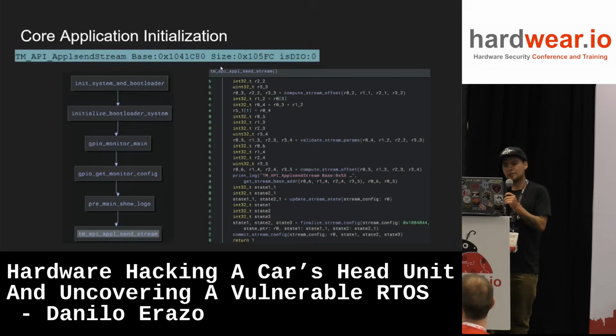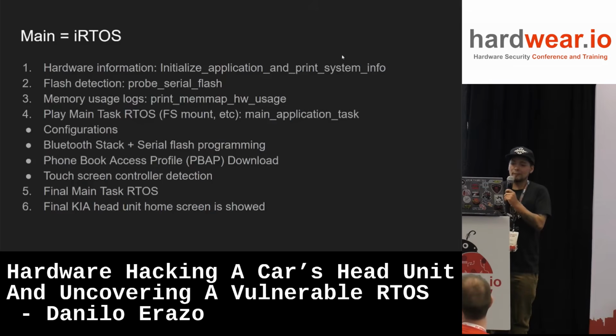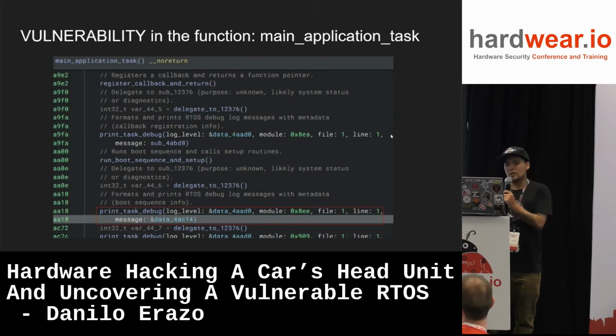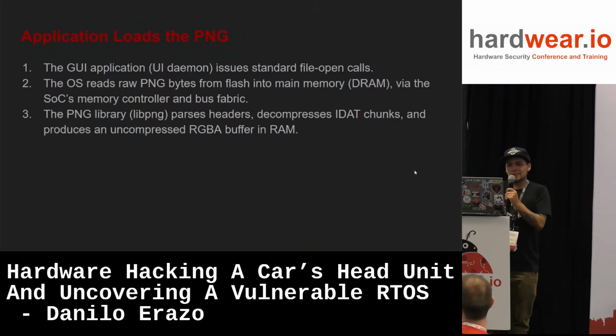As you can see, after that comes the core application initialization. This is the moment where the main binary is called, so in this case, this is executed. Here we have the real-time operating system loaded in the memory, and the vulnerability is here, principally in this part, in the plain main text real-time operating system where the file system is mounted.